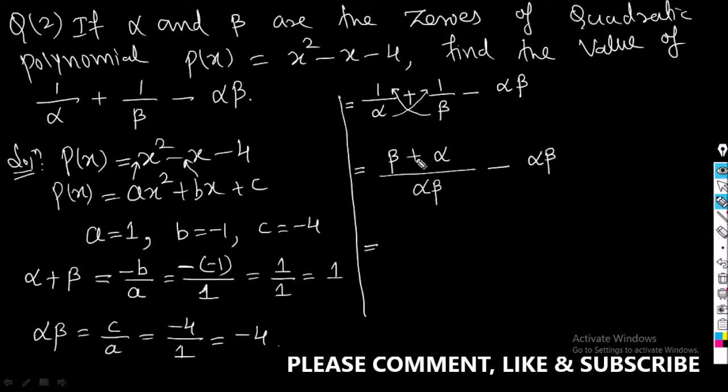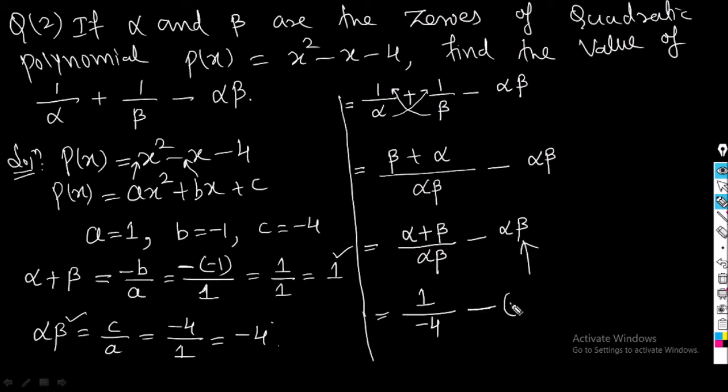Okay, so in the numerator you can see alpha plus beta and beta plus alpha are both the same. So in the place of beta plus alpha I will write alpha plus beta, divided by alpha into beta, minus alpha beta. So already you know the value of alpha plus beta. Alpha plus beta is what? 1, I will write here. Divided by alpha into beta, alpha beta is minus 4. And here I write minus. Again here you have alpha into beta, which is minus 4. So minus 4 I have written here.